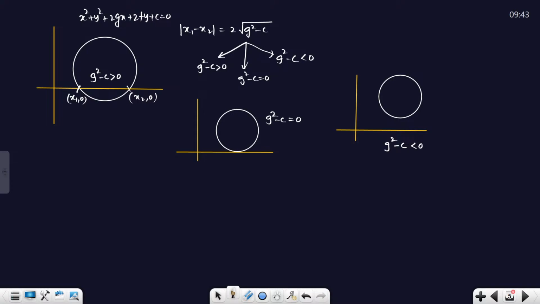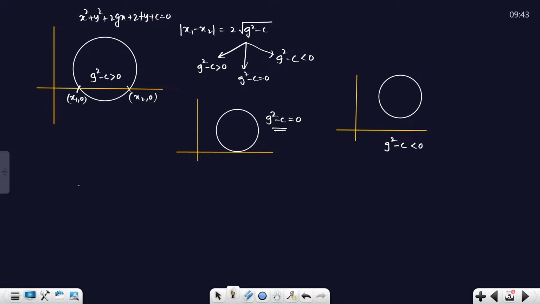When g square minus c is greater than 0, it is intersecting the x-axis. If g square minus c is equal to 0, it is touching the x-axis. That is, your x-axis becomes tangent to this circle. And if g square minus c is less than 0, it means neither is it intersecting the x-axis nor is it touching the x-axis. Is it clear?